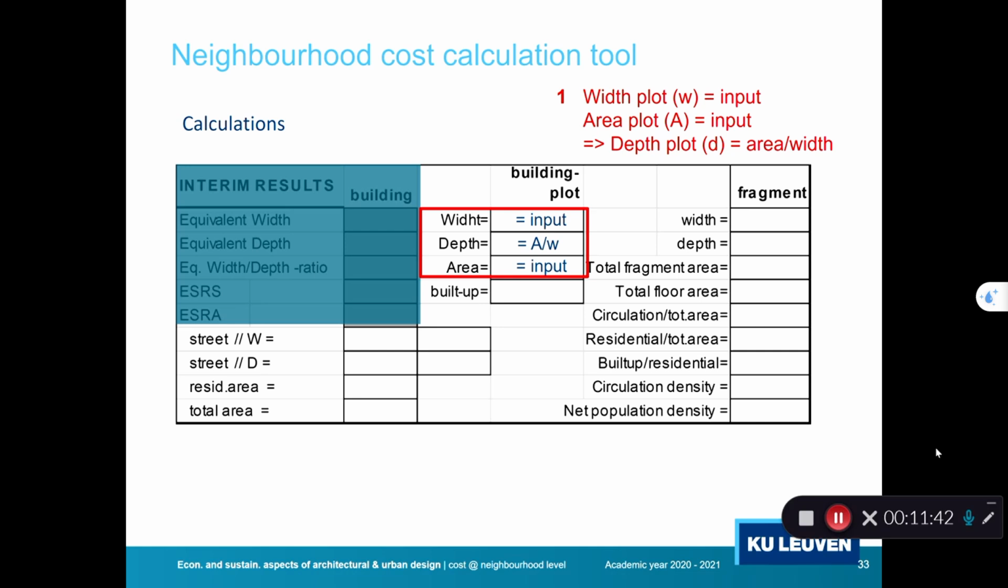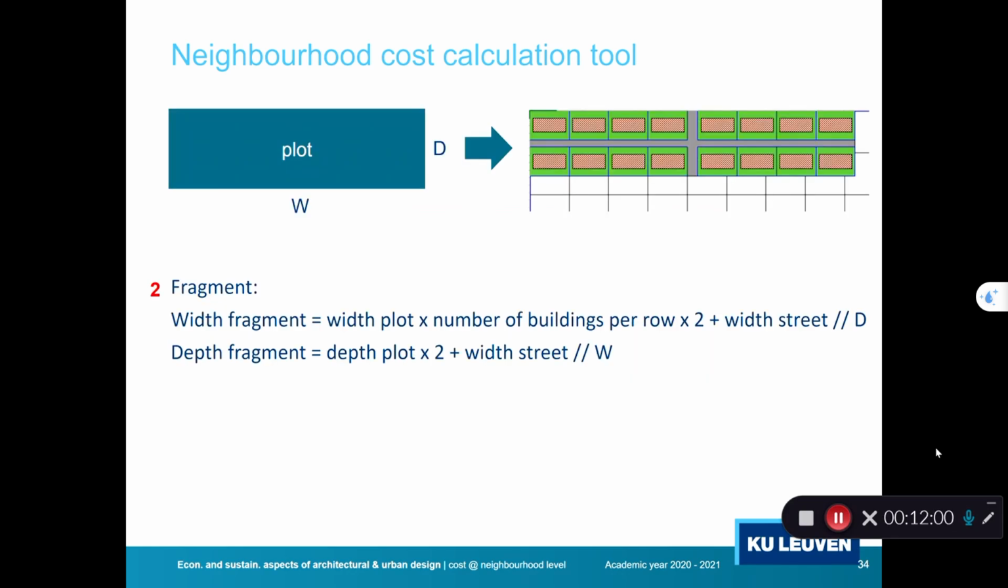Then we go from the building plot to the fragment. So now we looked at one building plot. Now we will go to the fragment. Well, for the fragment, we first of all need to define the total length and the total depth of the fragment, so the total size of the fragment. When I talk about a fragment, it means the 4 rows of buildings. So this is the total fragment we are looking at. So it's the 4 streets and the 2 roads.